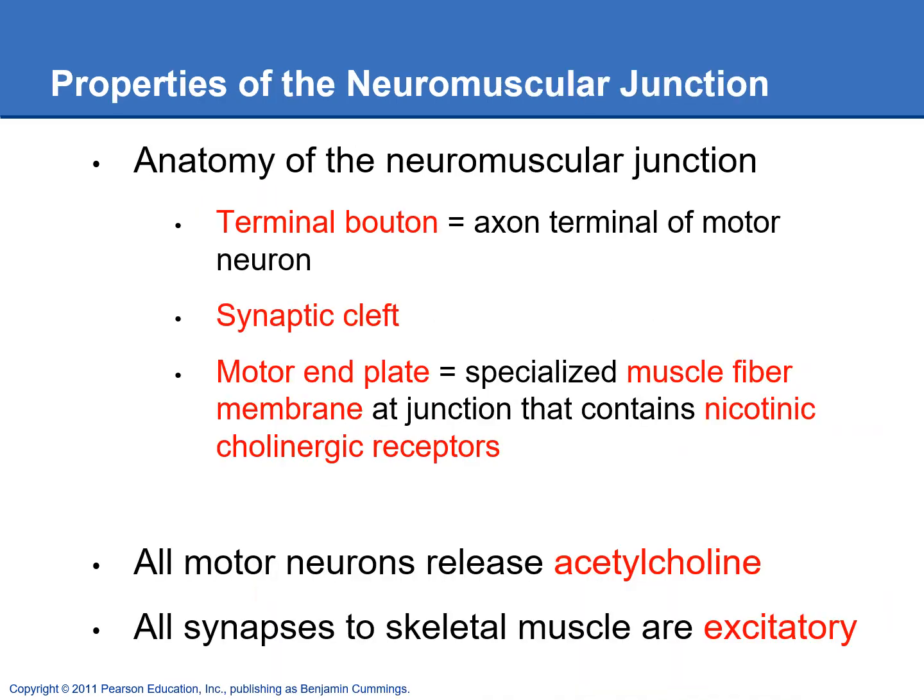And just a couple of terms here. We're going to change the name of the axon terminal to the terminal bouton. So we're no longer going to be calling the axon terminal that, we're going to call it the terminal bouton. And then on the skeletal muscle cell, we're going to call that cell membrane where it's synapsing with the terminal bouton from the lower motor neuron the motor end plate. And that's where the nicotinic cholinergic receptors are going to be located that are going to bind to the neurotransmitter acetylcholine that's released from the terminal bouton.